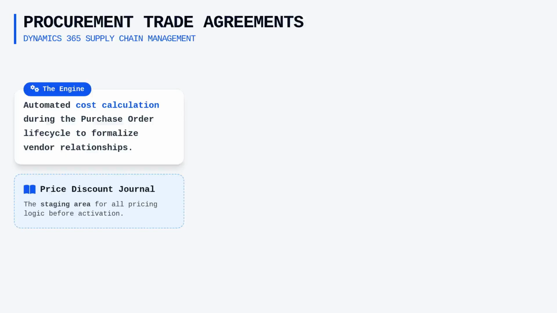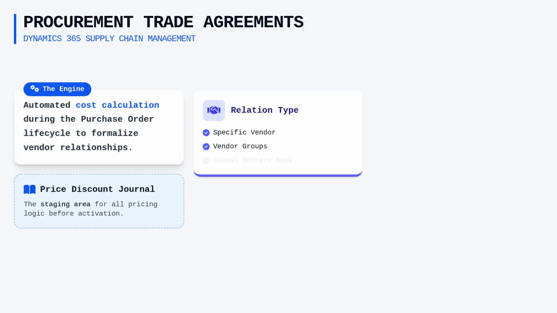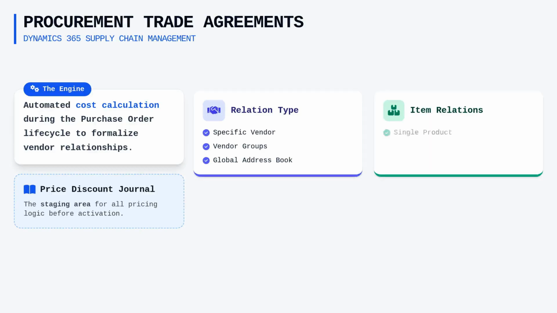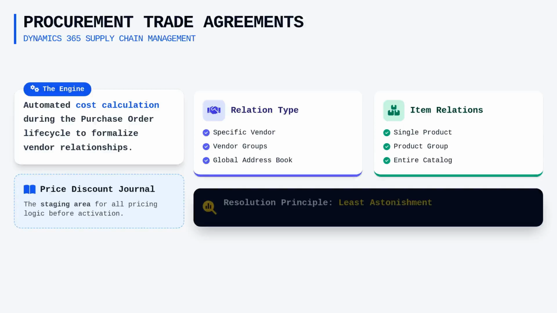You must specify the relation type, which determines whether the price or discount applies to a specific vendor, a group of vendors, or all vendors across the global address book. Similarly, we define item relations to decide if these rates apply to a single product, a product group, or the entire inventory catalog. This hierarchy ensures that the system resolves the most specific price first, adhering to the principle of least astonishment when procurement agents generate purchase orders.